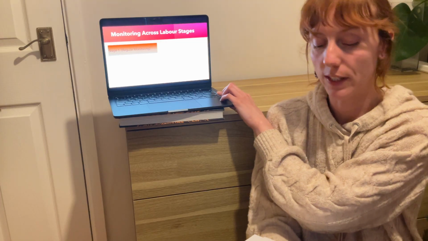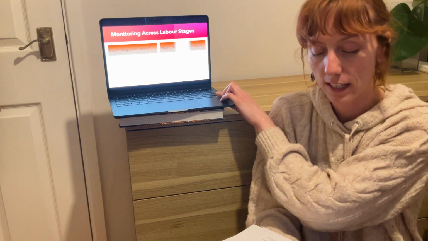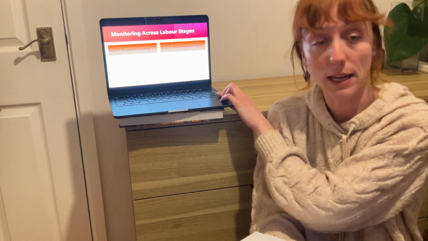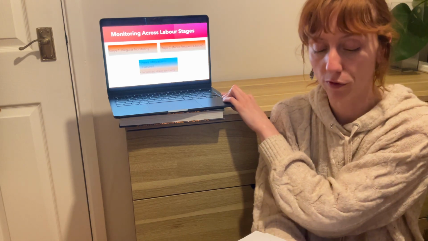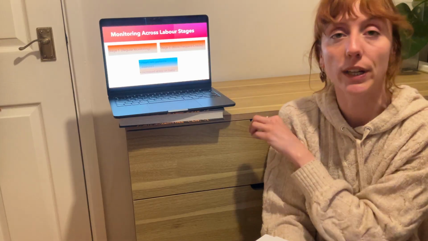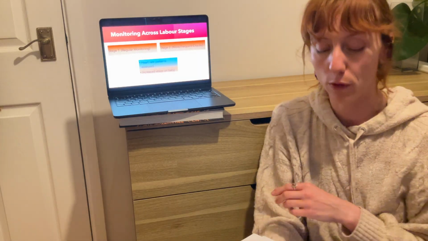Monitoring varies across the stages of labour. In the first stage, checks are carried out regularly to ensure the baby is coping with contractions, and in the second stage, monitoring becomes more frequent as the baby experiences increased physical stress while moving through the birth canal.